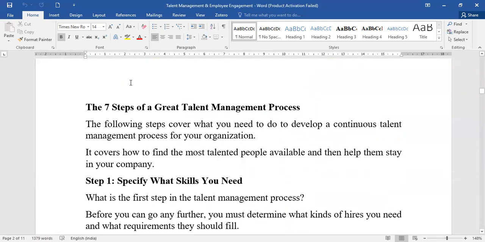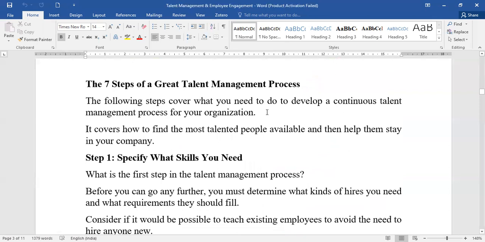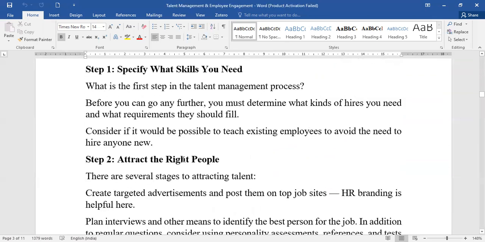Now, there are 7 steps in order to progress. If you want talent management to grow and show some positive signs, you have to go with the 7 steps. First, specify what skills are needed. What exactly are you hunting for? Your job analysis and your job description should have a percentage of matching. Then attracting the right people.